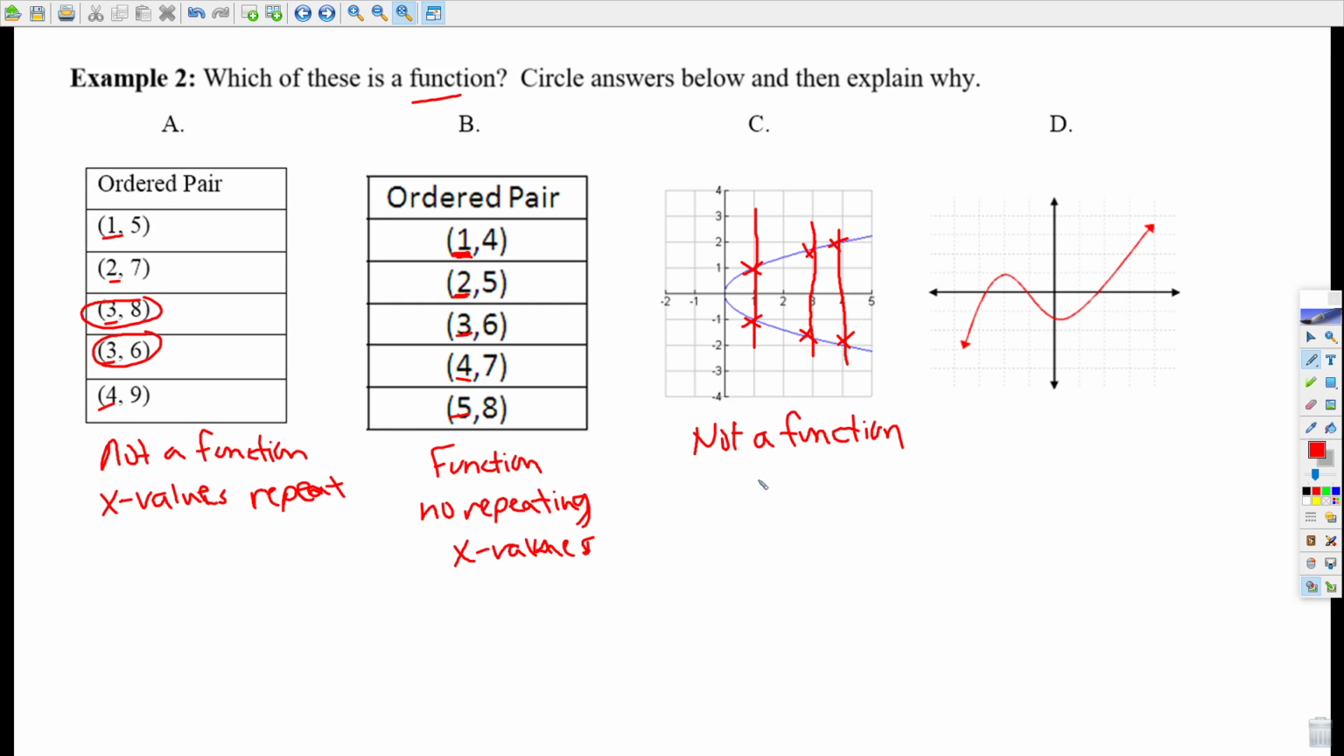And I'll simply say as an explanation that it fails the vertical line test. And we can shorten this to say VLT.